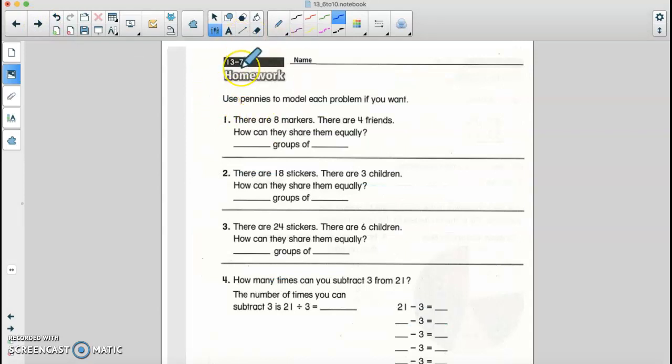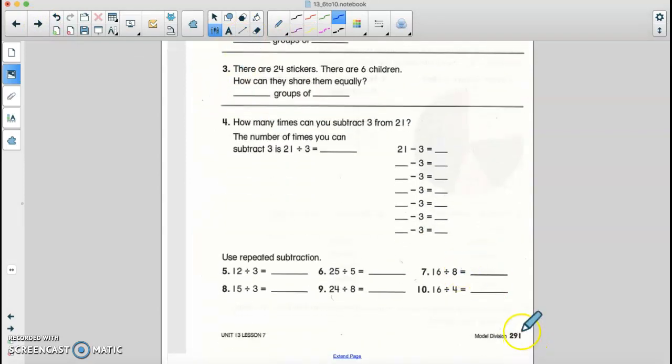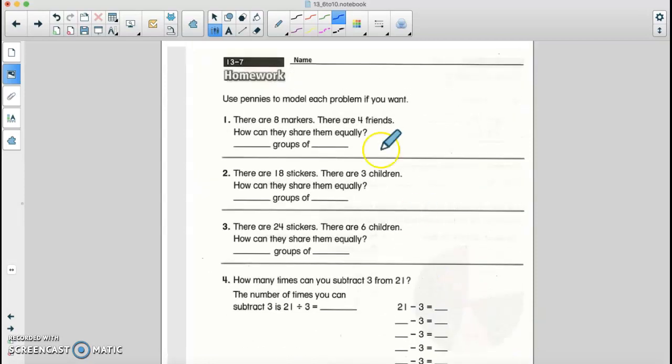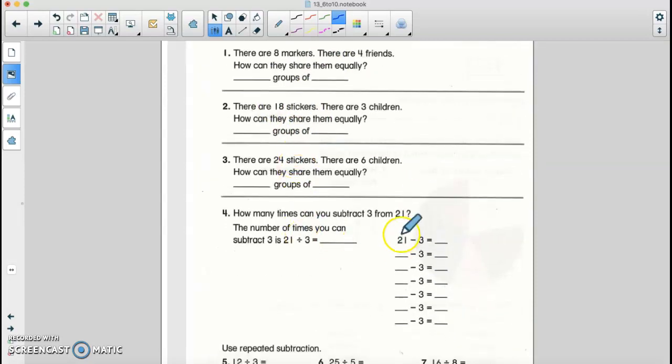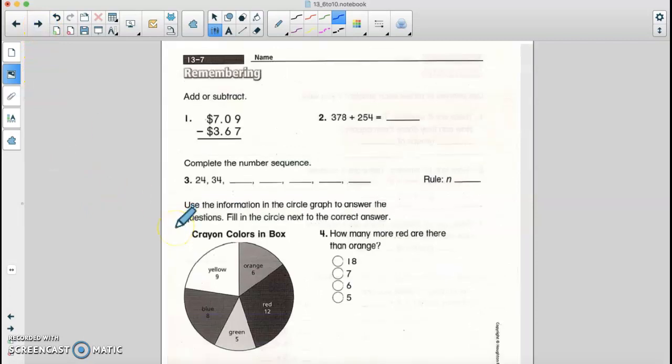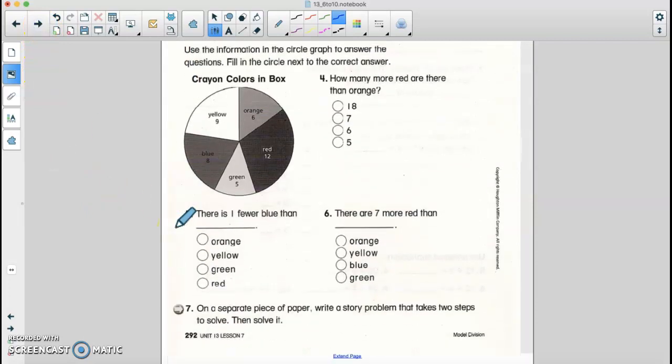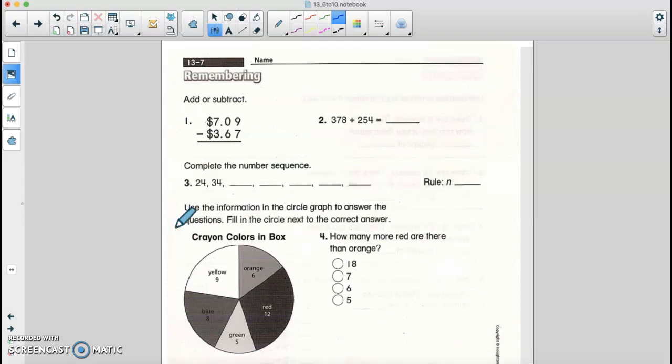I do want you to work on the homework page. It's homework 291, and it has this 8 markers, the groups of groups, and it does have this repeated subtraction, but if you don't know how to do that one, you can put an X on number 4, and then the back page is remembering, and it's really good practice for you to work on.